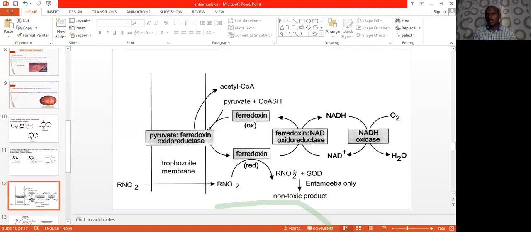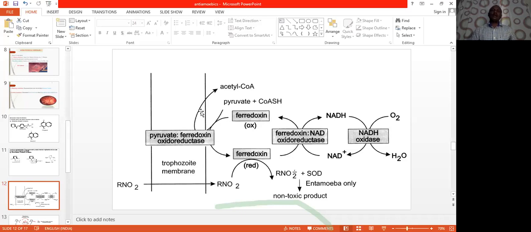So this is the mechanism of action of metronidazole, and this is the metabolic pathway of the amoeba. In this metabolic pathway, pyruvate is converted into acetyl-CoA; pyruvate combines with coenzyme A to give acetyl coenzyme A. This metabolic pathway is for the generation of energy.